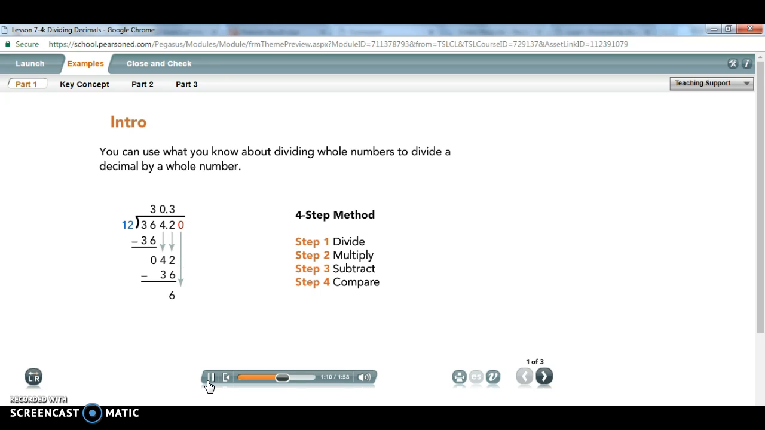Instead of writing a remainder, write a 0 at the end of the dividend as a placeholder and complete the division. The quotient is 30 and 35/100ths. You can now use multiplication or a calculator to check the calculation.